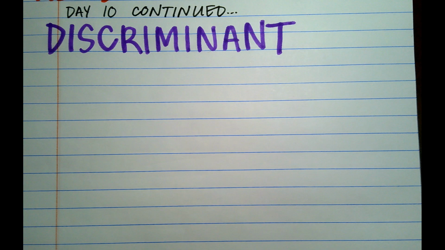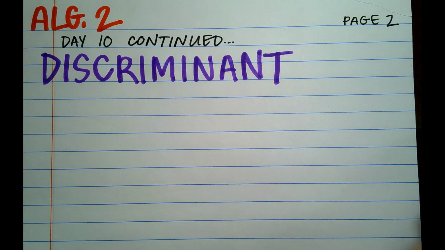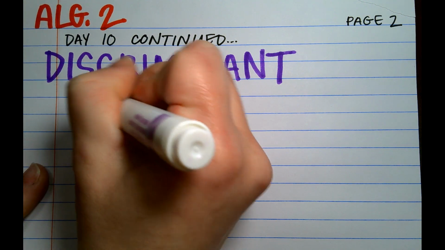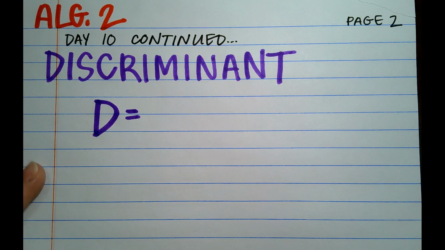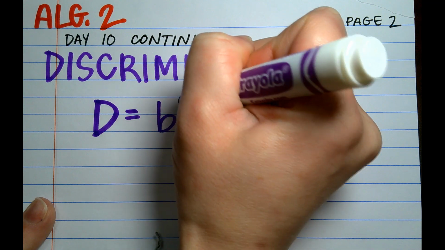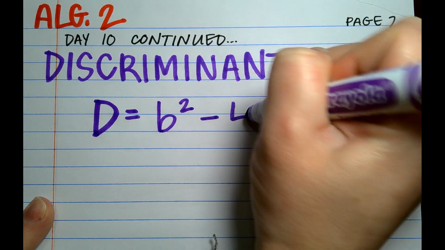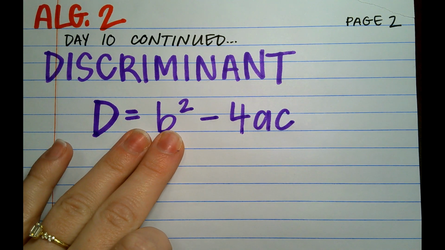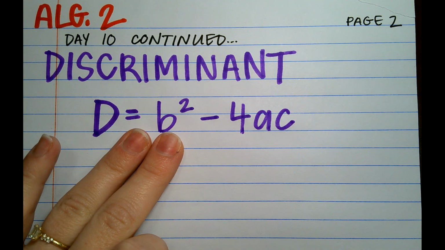The discriminant is something that we can calculate from a quadratic equation, and it tells us a few things about the problem. But right now I'm just going to give you the formula for that. So the discriminant formula, capital D, equals b squared minus 4ac. This is the part of the quadratic formula that's under the square root. Okay?